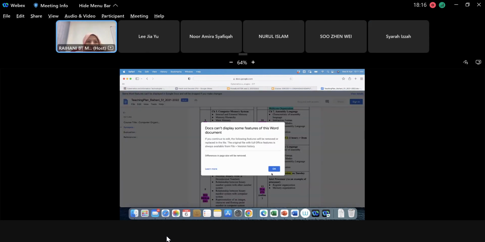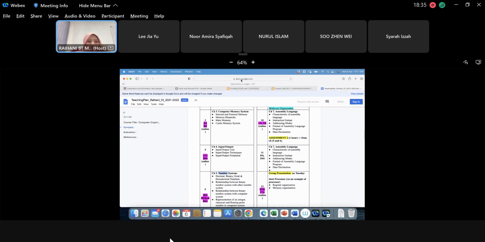What happened with the Google Docs? Sometimes something happens with Google Docs. When you want to view the Google Docs, it says this one. You can see the display on my screen. Docs can display some features of this Word document. I don't know why. Okay, it's okay.